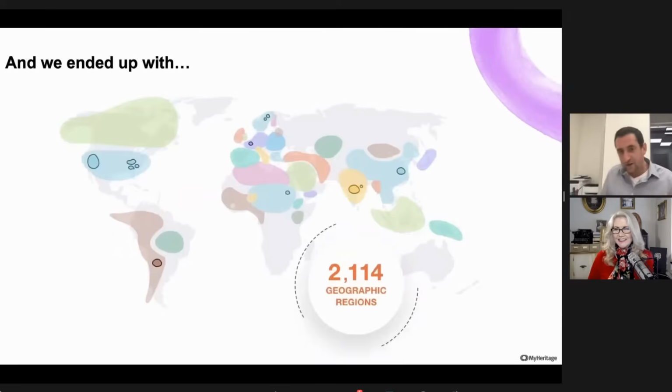And after we did all of this, we ended up with 2,114 different genetic groups in different geographic regions. Sometimes they tell a story of people who lived in one place and stayed there. Sometimes these are settlers moving between continents and countries, starting new, moving to the new world. And sometimes these are mixed stories of different groups who have come together and started a new life story.